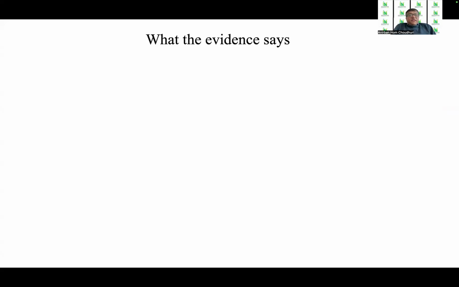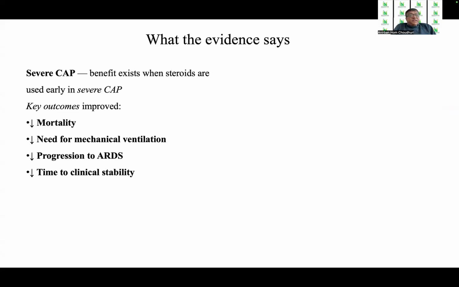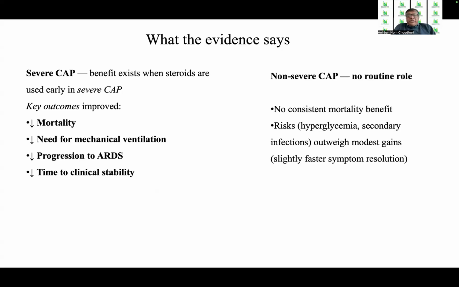So what does evidence say? Evidence says that if it is severe CAP, the benefit exists when the steroids are used early. They should be used early in severe CAP, and the key outcomes improved are reduction in mortality, reduced need for mechanical ventilation, reduced progression to ARDS, and reduced time to clinical stability.